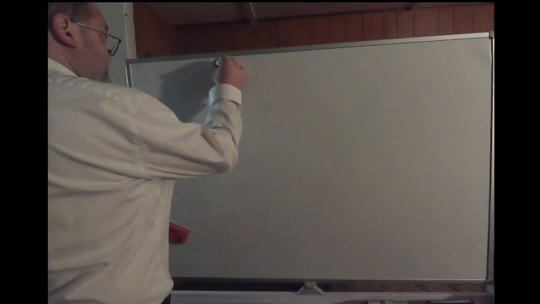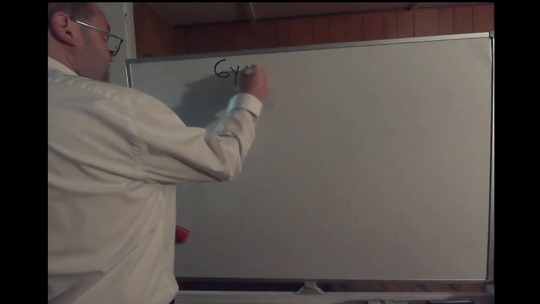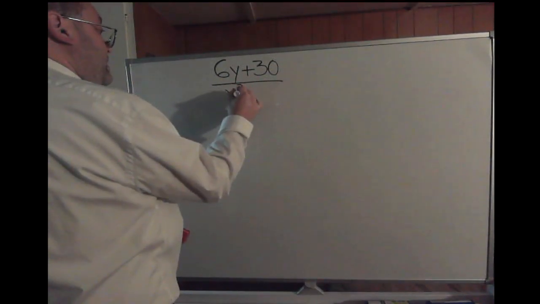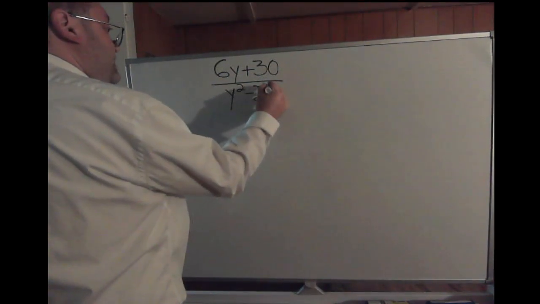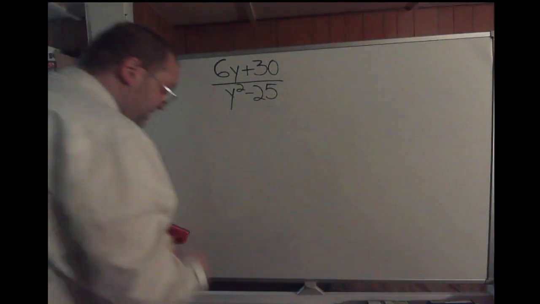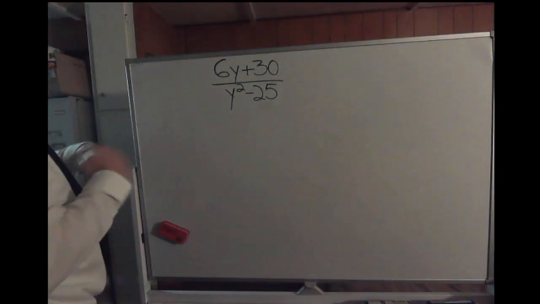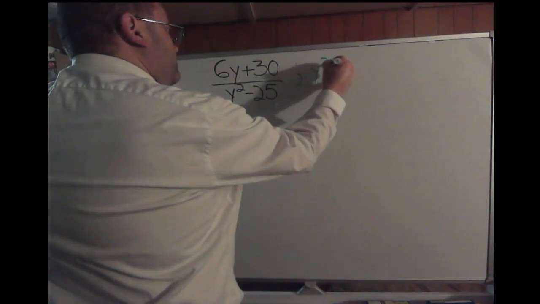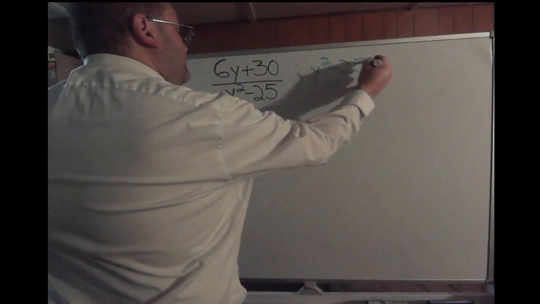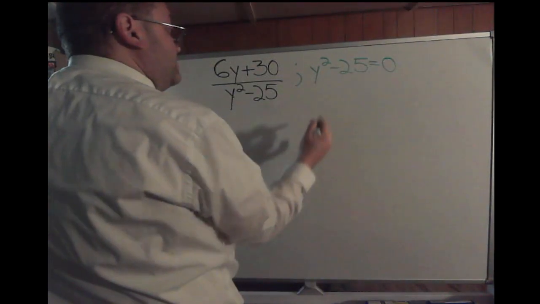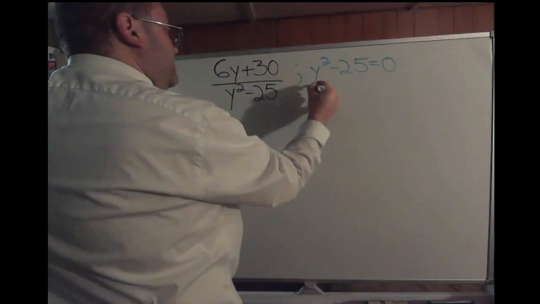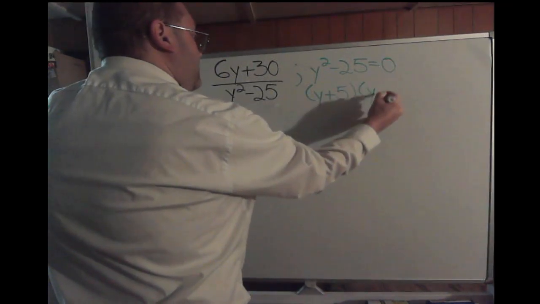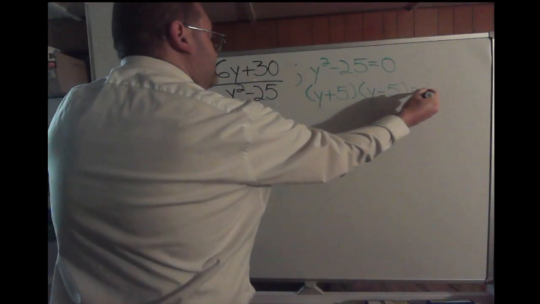Alright, you have 6y plus 30 all over y squared minus 25. So we got 6y plus 30 over y squared minus 25. Well, take your denominator, set that equal to 0. You'd get y squared minus 25 equal to 0, because we want to find restrictions. You factor the y squared minus 25, you get y plus 5 times the quantity of y minus 5. That'd be equal to 0.